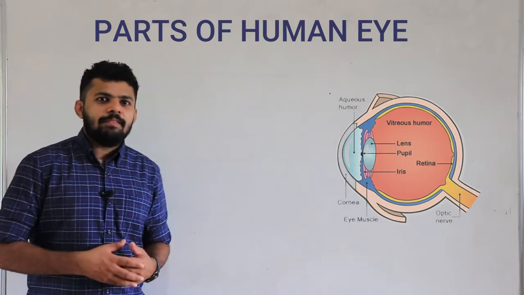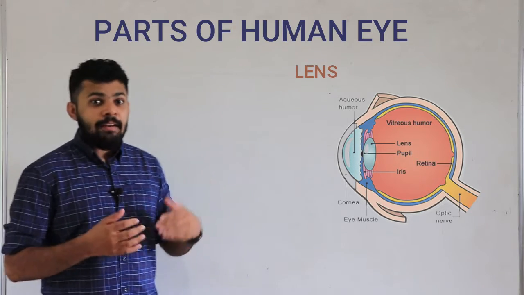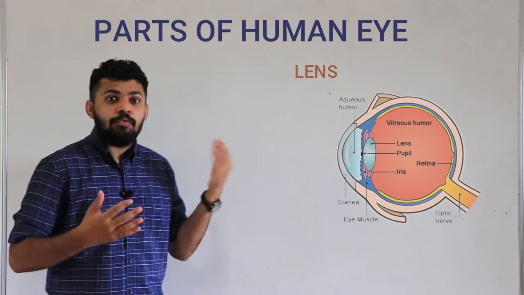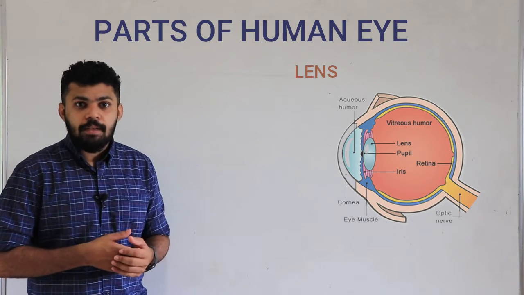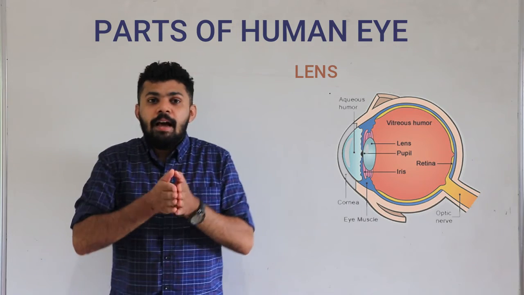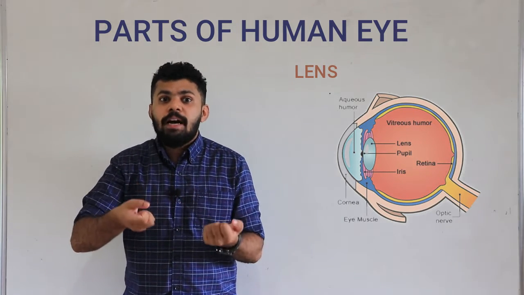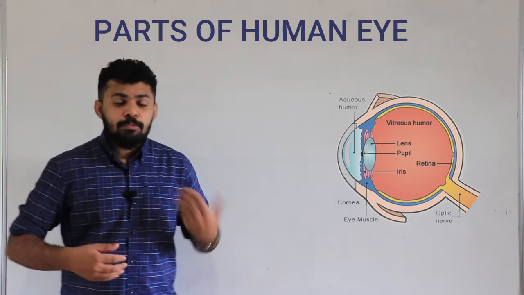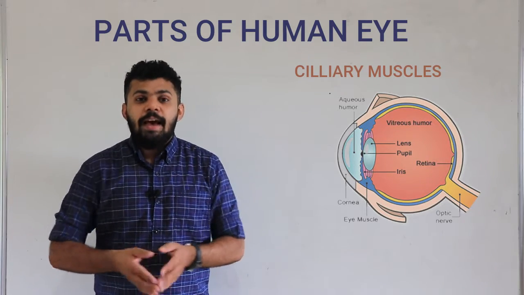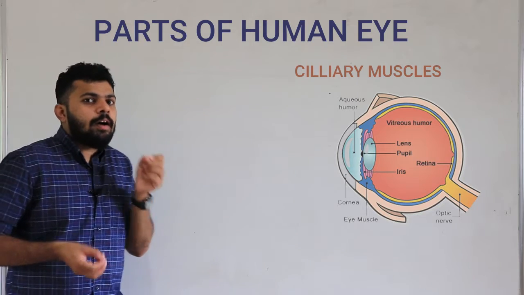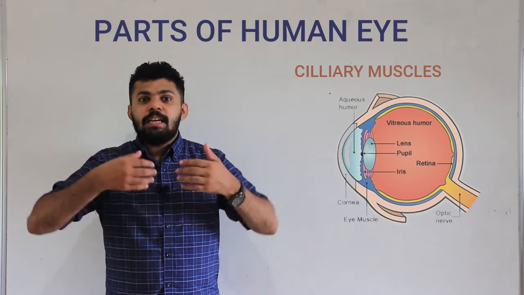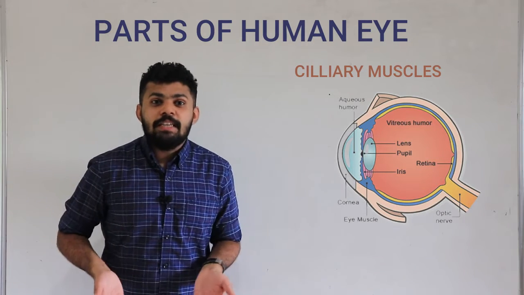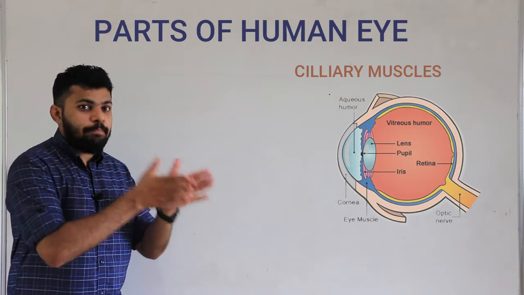After the pupil, the light will enter the lens, and that lens is like a jelly material. It is a converging lens, and the focus of that lens will be at the retina. The lens is held by three pairs of muscles called ciliary muscles. These ciliary muscles control the lens, meaning the curvature of the lens is determined by the ciliary muscles. Ciliary muscles hold the lens in place.